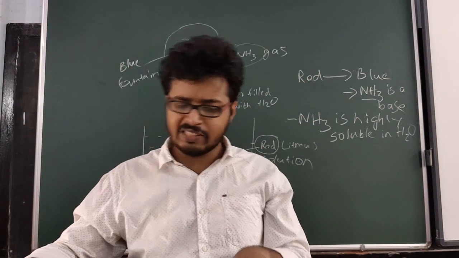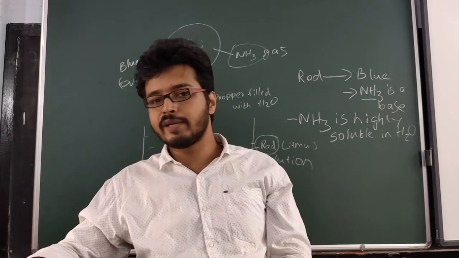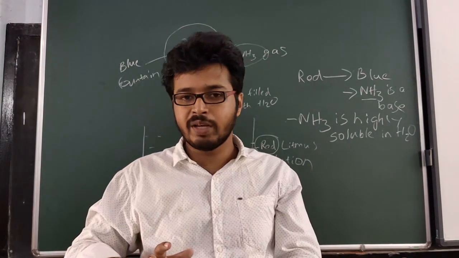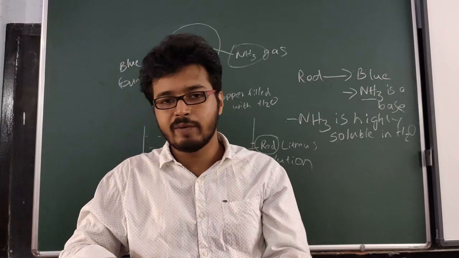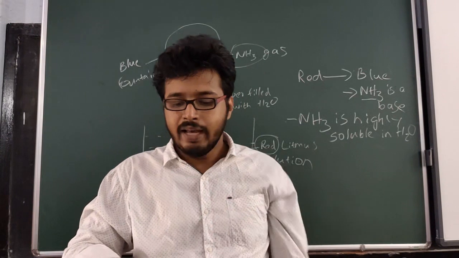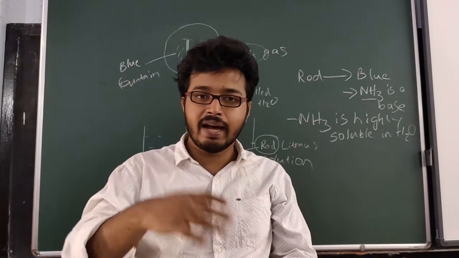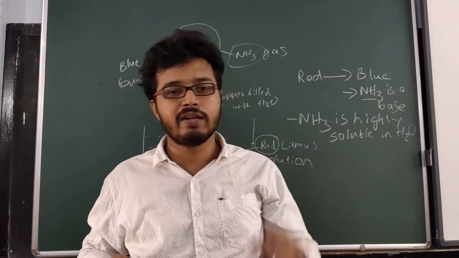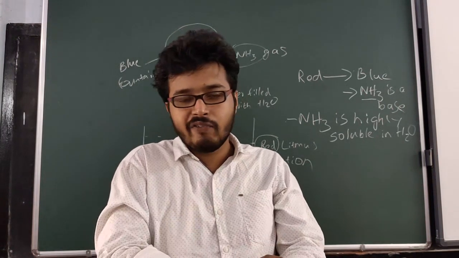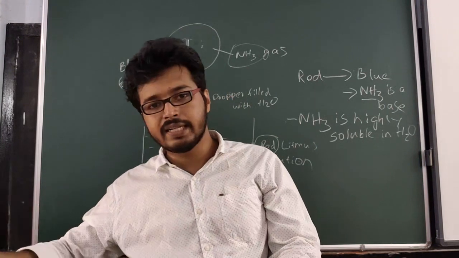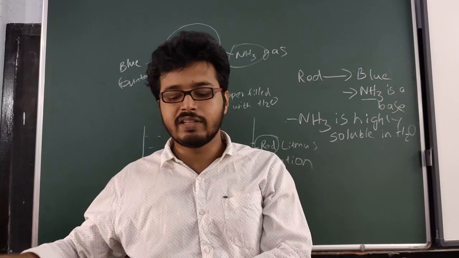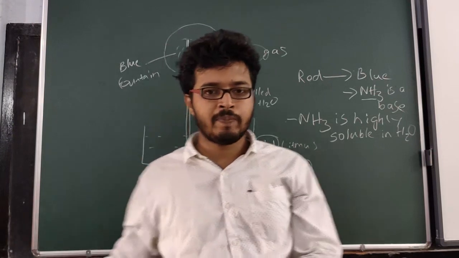Now, that's all about the blue fountain experiment. You can compare the red fountain experiment and the blue fountain experiment and study them together. Don't get confused between the two. Now we'll be moving to the other chemical properties of ammonia. The first chemical property we have already discussed, that is the basic property of ammonia. We will be discussing more about that later. The next one is thermal dissociation.